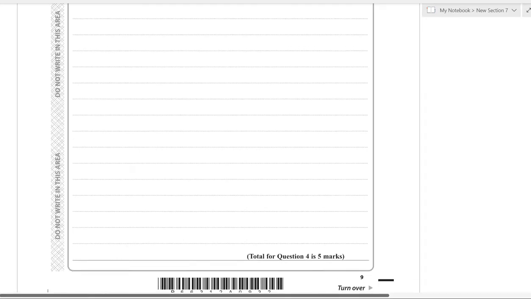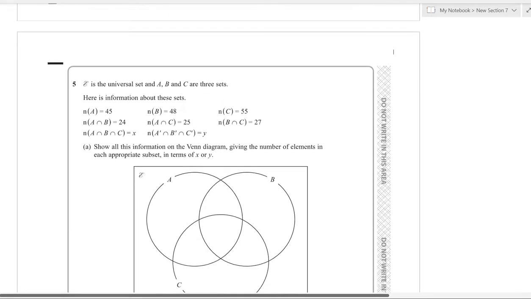So moving to question number 5 then. Question number 5 is about sets. This is the universal set, and A, B, C are 3 sets inside this. So here is the information about the sets.